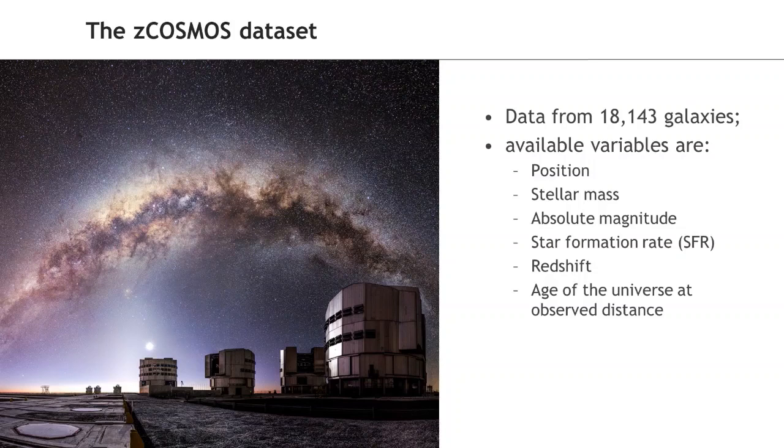In particular, for each galaxy, available variables are their position in the sky, their mass, their brightness, their star formation rate, that is the number of new stars generated per year, or a measure of how active the galaxy is, and their redshift, that is a proxy for the last variable, the age of the universe at the observed distance.